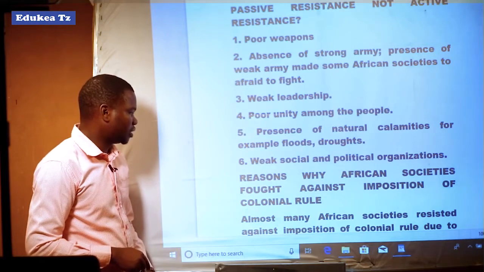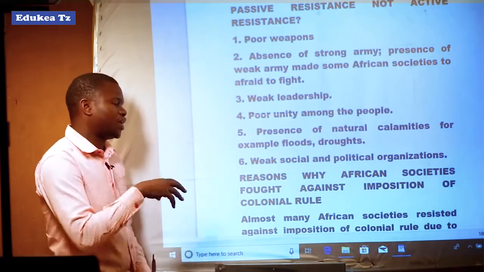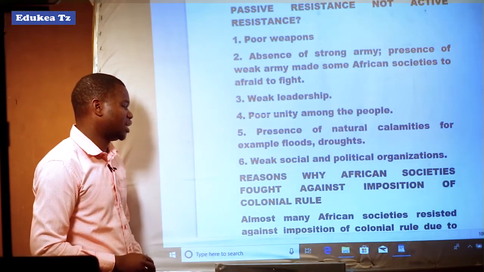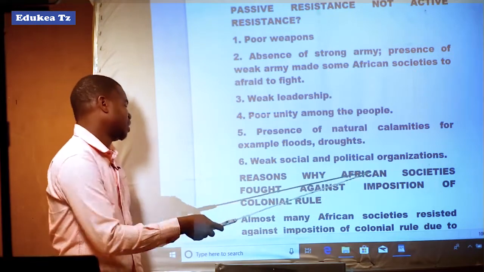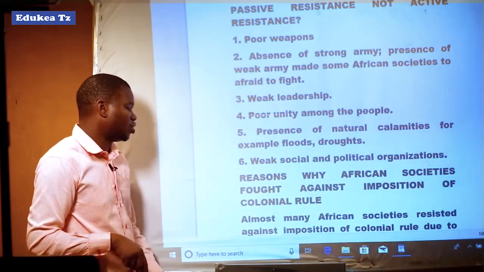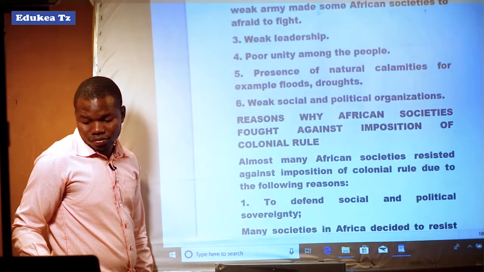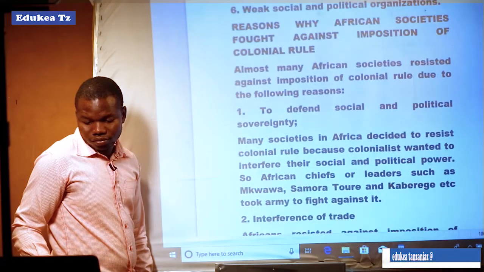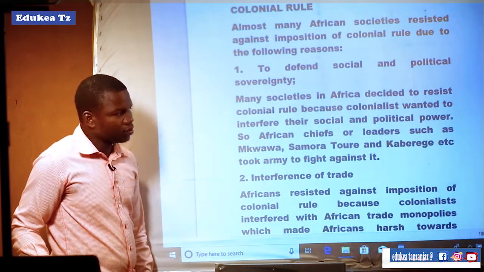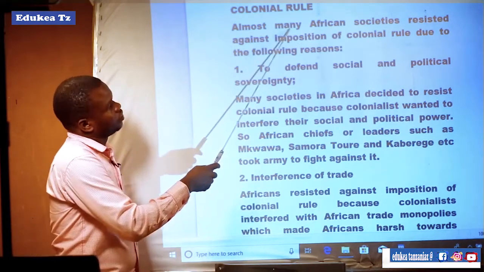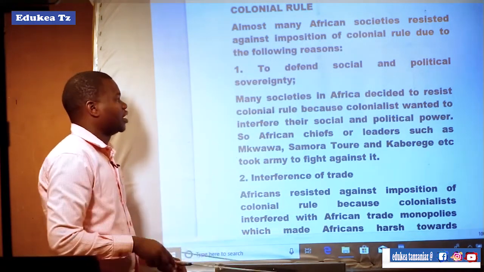Now let us proceed with the reasons why African societies fought against the imposition of colonial rule. Those factors for the African resistances against the imposition of colonial rule. As the title says, reasons why African societies fought against the imposition of colonial rule. So many African societies resisted the imposition of colonial rule due to the following reasons.